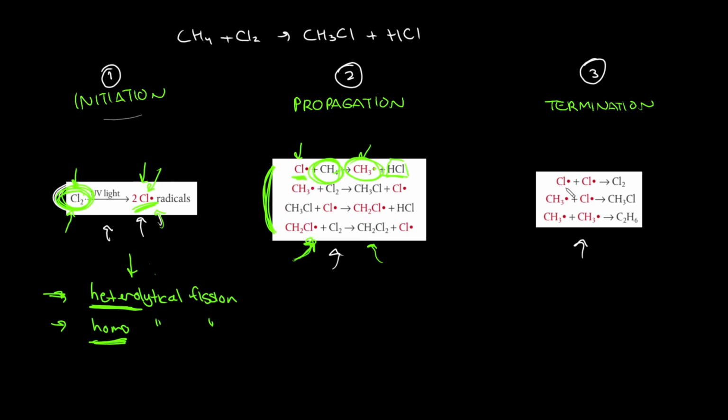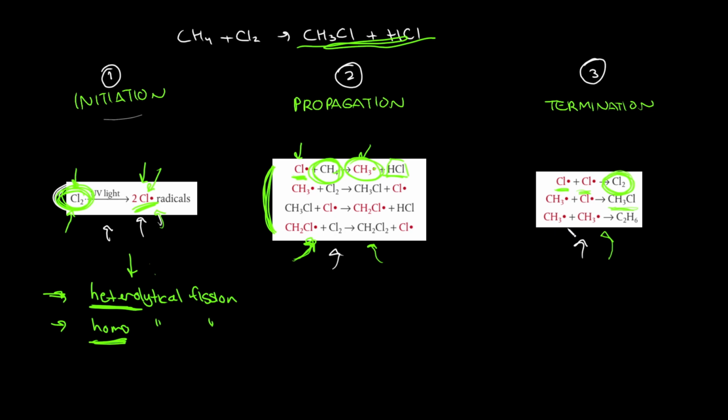In the termination steps, free radicals react with other free radicals to create normal molecules. It's called termination because it's terminating all the free radicals and arriving at the products that we see here. So termination, just remember, is a free radical reacting with another free radical in order to create just a normal balanced molecule. These, again, you have to memorize, but don't worry about it too much.